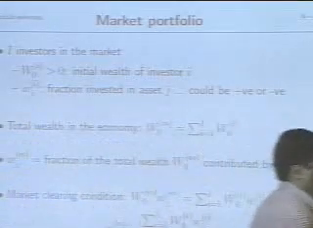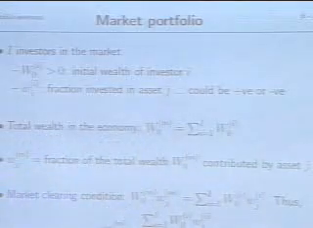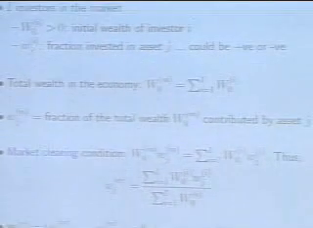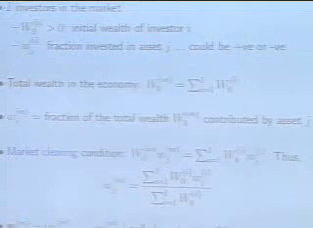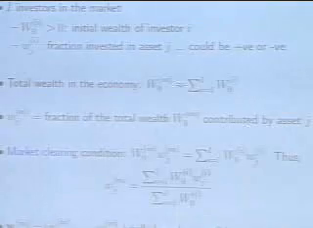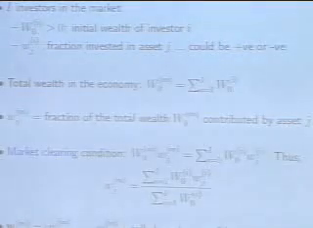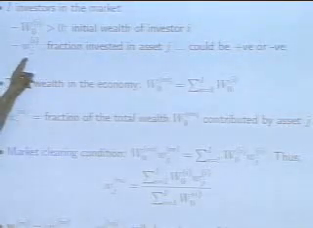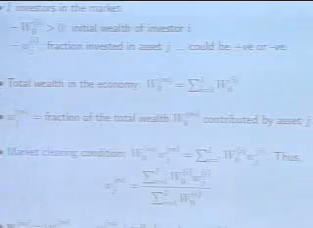Okay. So here's what is happening in defining the market portfolio. We're going to assume that there are capital I investors in the market. And let's say that all of them start with an initial wealth W0 super I. And they take this initial wealth, which is assumed to be positive, so they have positive endowment here, and they put a certain fraction, which is W super I sub J, into asset J. This could be positive or negative. You could buy it or sell it.